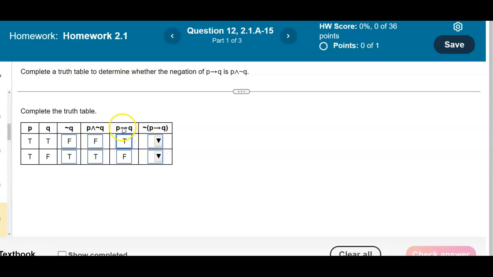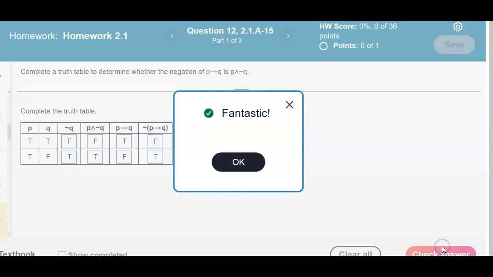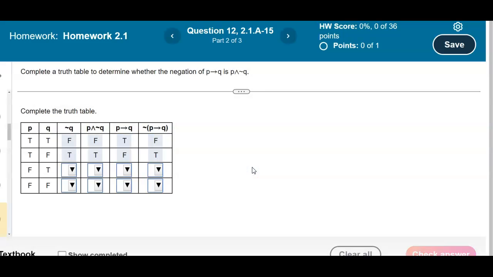So we're going to negate P implies Q. If we negate P implies Q, this is true, therefore this is going to be false. Now if we negate this false, then that's going to become true. Let's check our result. There's our answer. Now let's complete the table.